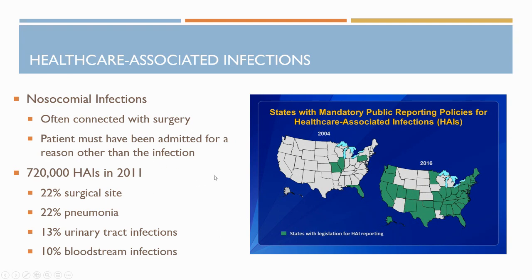It is a huge matter of concern within the healthcare industry. It costs billions of dollars to the healthcare industry each year, as well as a number of human lives. And here's a breakdown of the most frequently occurring healthcare-associated infections. In 2011, this is the most recent and complete data, I think, that they had evaluated when the book was published, 720,000 healthcare-associated infections, 22% related to surgical sites, 22% due to pneumonia, 13% were urinary tract infections, and 10% were bloodstream infections.